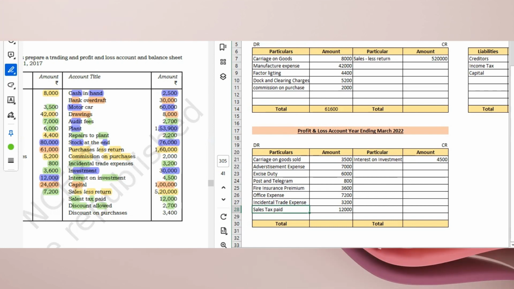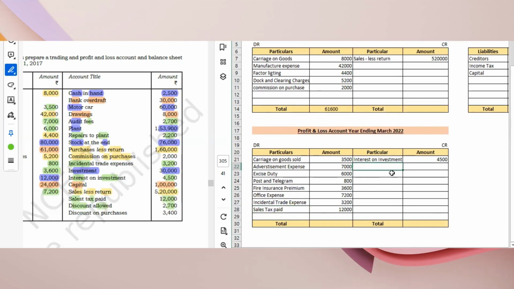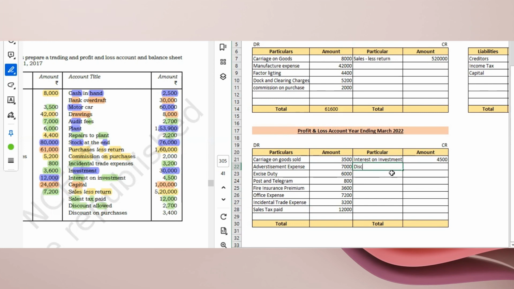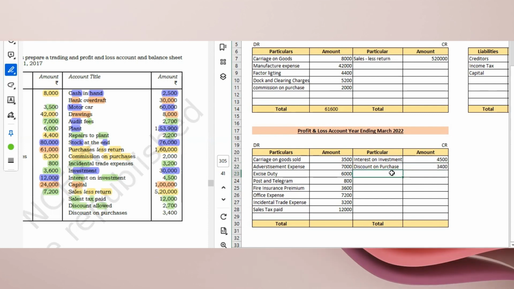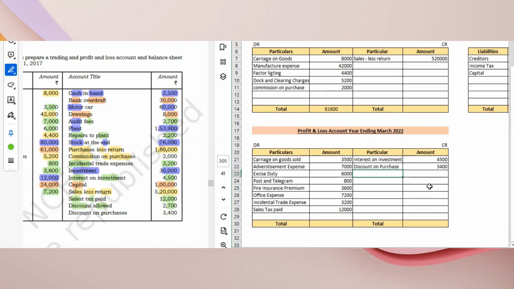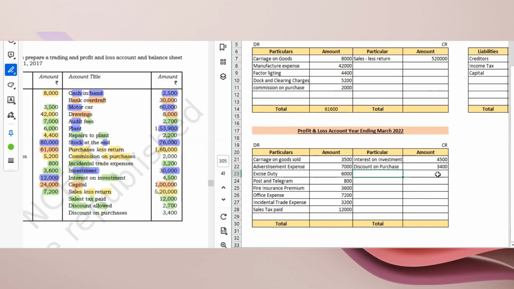So in that case, if it is a profit, it should be a credit item, here on the credit side of the P&L: discount on purchase, 3,400. Now, someone is giving me a discount on purchase, and I'm entering it as a credit. It is a profit to me, some sort of other income. So I'm booking it into credit. It is not an expense.